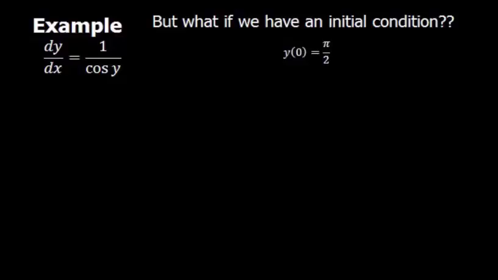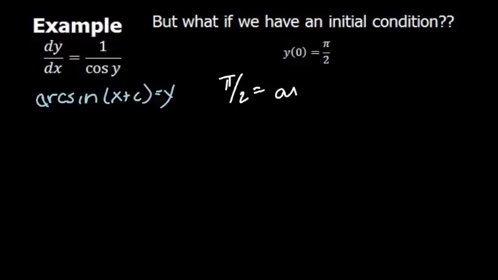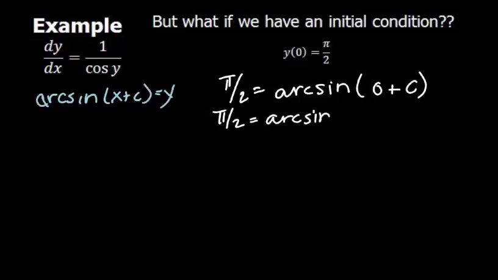What if we did have initial conditions? And so we know that our equation for this problem was arcsine of x plus c equals y, right? So then what if we have where y of 0 equals pi over 2? We can go ahead and plug in our values. So you have pi over 2 equals arcsine of 0 plus c. So then you have that pi over 2 equals arcsine of c.